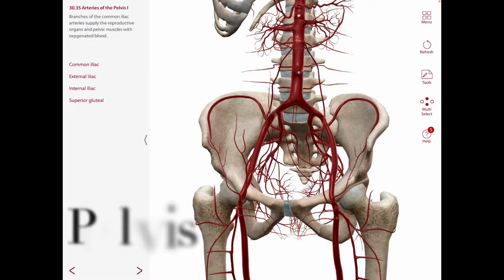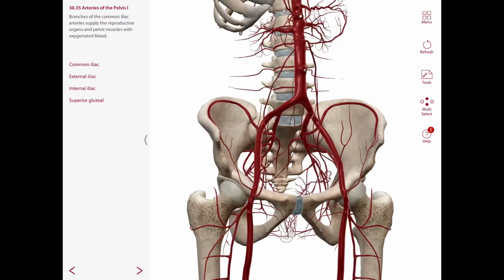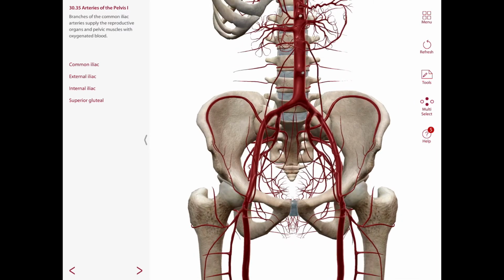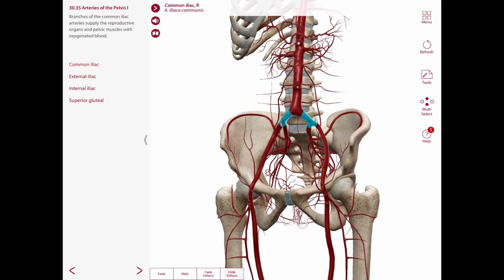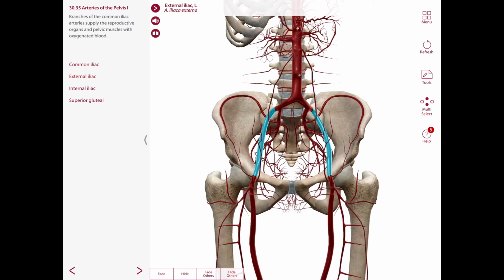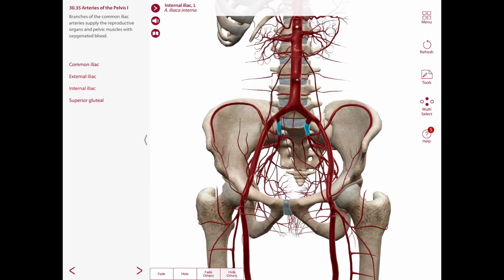Branches of the common iliac arteries supply the reproductive organs and pelvic muscles with oxygenated blood, and these arteries come mainly from the abdominal aorta. So here we have the common iliac arteries, then the common iliac become an external iliac and an internal iliac.